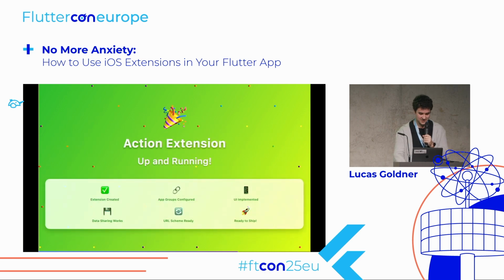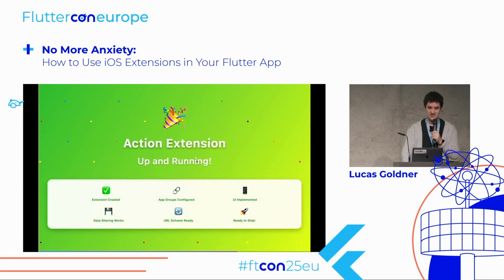Nice. We got it to run. So what we did here is create an extension. We created an app group. We implemented the UI using, in this case, the storyboards. Then we implemented the data sharing using the app group IDs. And I created a small deep link to launch into my app using the data that I need. And now it's ready to ship.